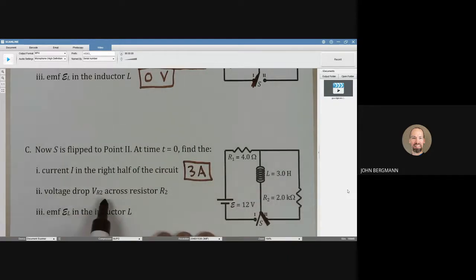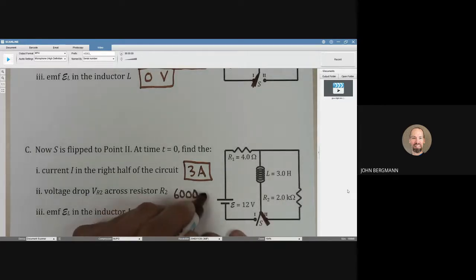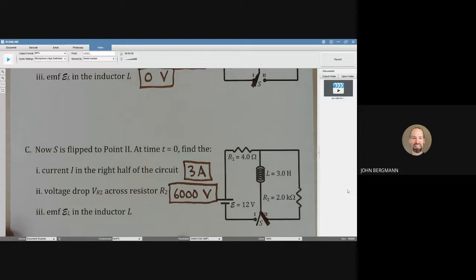So what would the voltage drop be across resistor number 2? Well, across resistor number 2, look at that. If it has 3 amps going through it, and it's a 2,000 ohm resistor, that is a 6,000 volt voltage drop. Exclamation point by that. Holy buckets. And what's the EMF in the inductor? 6,000. You get quite a bang there in terms of your voltage at that first instant when we flip that switch.